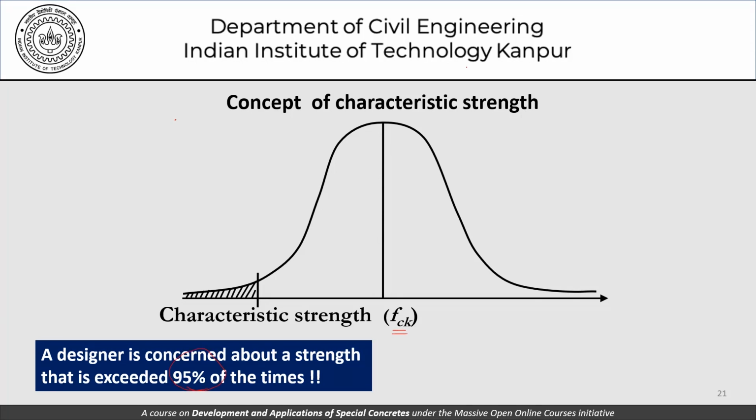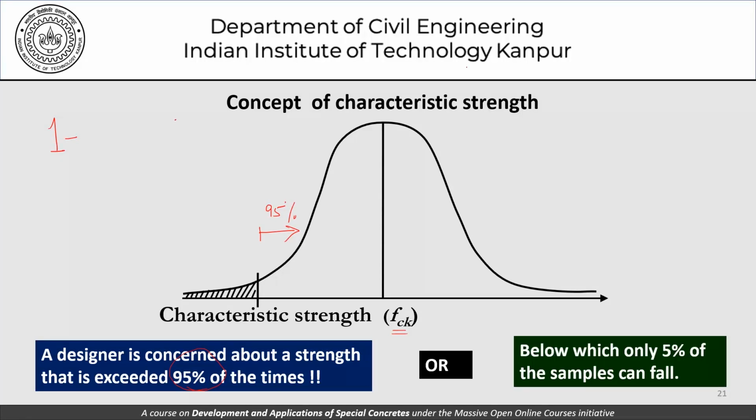Please remember that the area under this curve is 1, unity, and the area beyond this point, beyond the FCK, should be 95%. That is the definition of characteristic strength, or in other words, below which only 5% of the samples can fall. That is, this area here is only 5% of the total, which is 1.